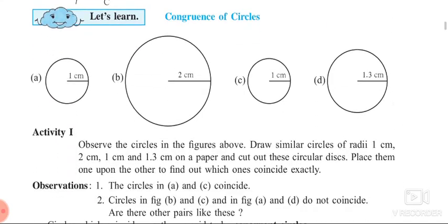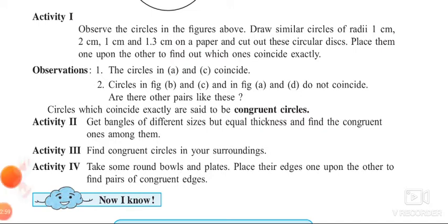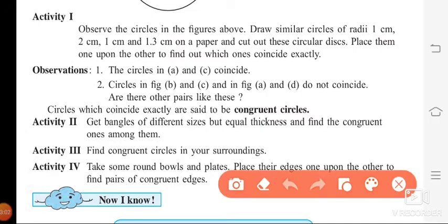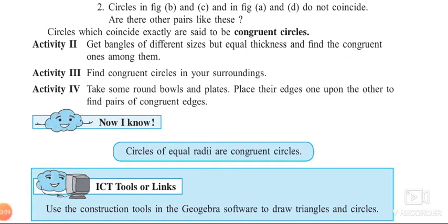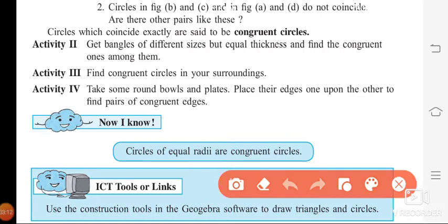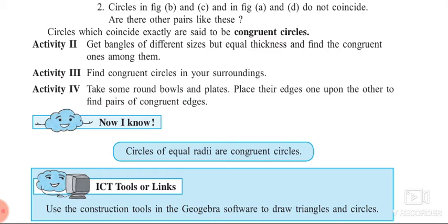And the last point we studied in this lesson was congruence of circles. So see, circles which coincide exactly are said to be congruent circles. Always remember that. And so we can also have a fill in the blank like this: circles of equal dash are congruent circles. Equal radii. So this was the revision of lesson number 1. I hope you have understood it. Go through the revision and learn such types of questions. It will surely help for your exam.